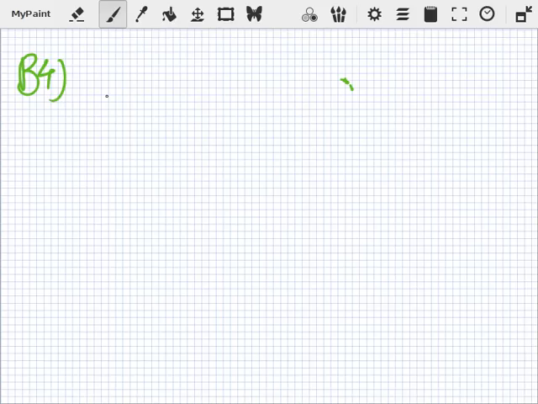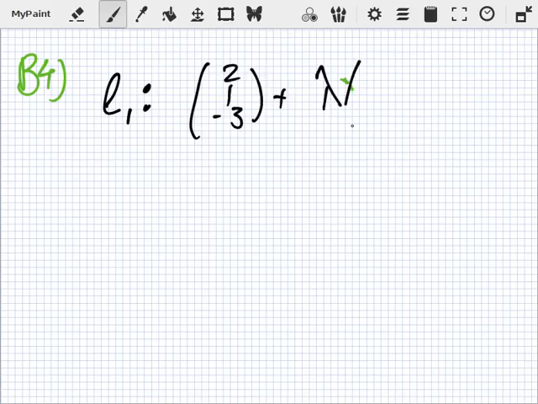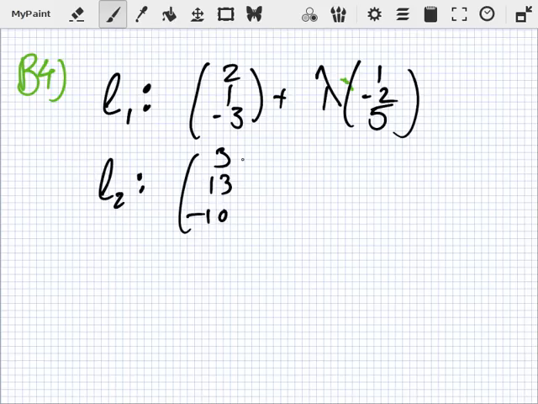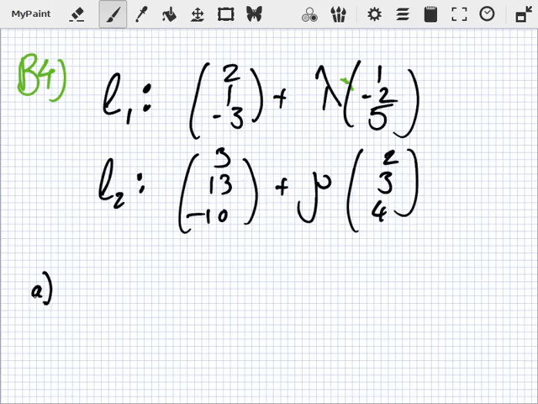B4. So you had this line, L1, which was 2, 1 minus 3, plus lambda, 1 minus 2, 5. And then L2, 3, 13 minus 10, plus mu, 2, 3, 4. And the first question is, show that they meet.